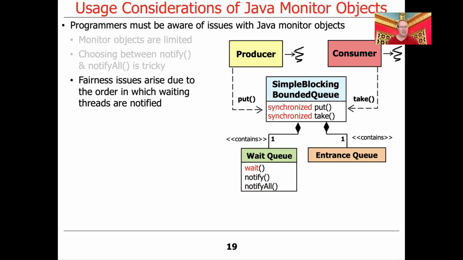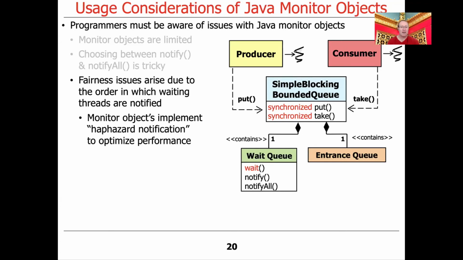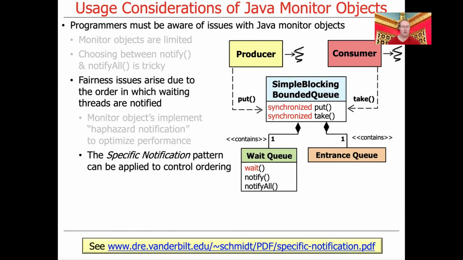There are also some other subtleties here that may not appear obvious at first glance, and it has to do with fairness issues that arise in terms of the order in which waiting threads are notified. The default behavior of Java built-in monitor objects is to use a semantic known as haphazard notification. That just means that the underlying Java execution environment decides the next thread to let run, to schedule and start running. It's not really all that haphazard, but it appears that way to users because they have no control over it.